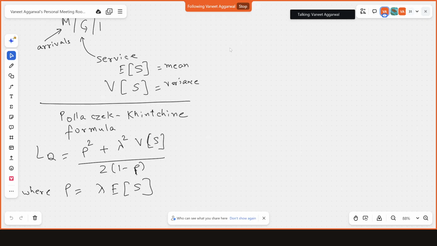Now we are taking special cases of this formula, and we will consider two setups where the service time is deterministic and where it is exponential. Which one do you think will have larger length in the queue? If the service is deterministic or the service is exponential? Which will have larger LQ? So let us consider that.